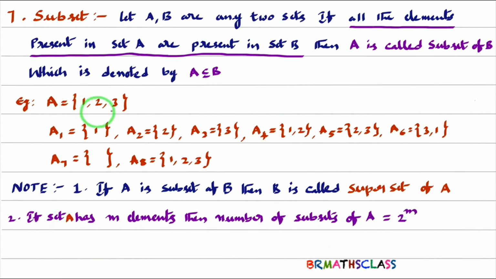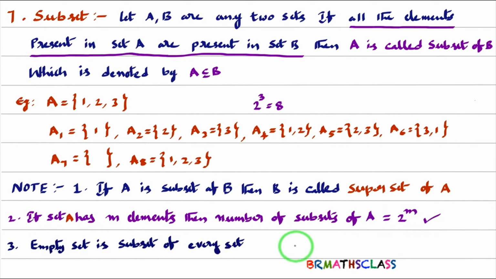You observe here, how many elements are present in this set? 3 elements are present. How many subsets will we get? 2 power m, here m is 3. 2 cube is 8. So how many subsets did we get for set A? We got 8 subsets for set A. So what is the second point related to subsets? If set A has m elements, then the number of subsets of A is equal to 2 power m. This is an important point you need to remember.